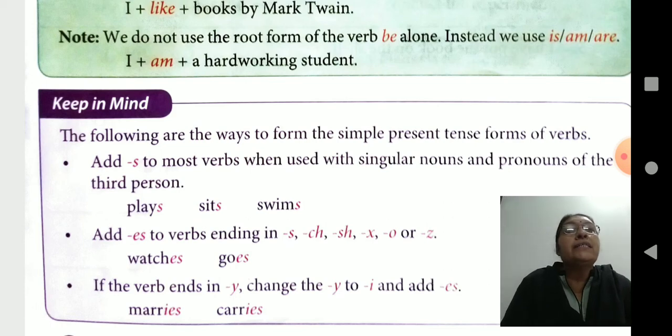The following are ways to form the simple present tense forms of verbs. Add s to most verbs: plays, sits, swims. Add es to verbs ending in s, ch, sh, x, o or z: watches, goes, prizes, buses. If the verb ends in y, change y into i and add es: marry, then marries. Y converts into i and add es. Carry, then carries. Okay बच्चे, understand this simple present tense.